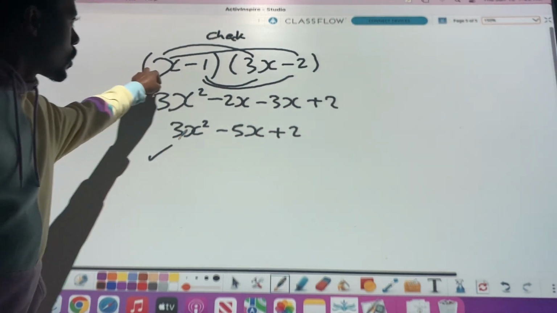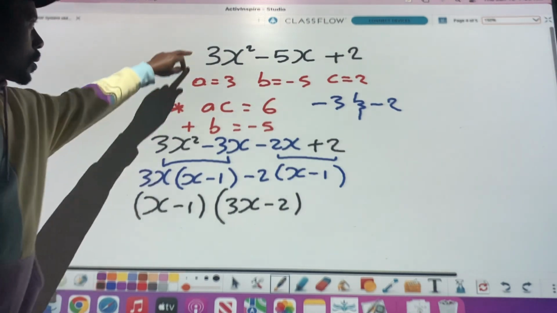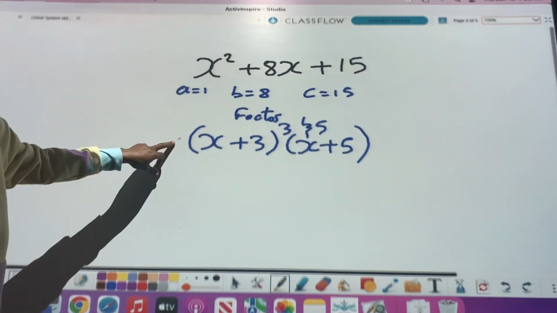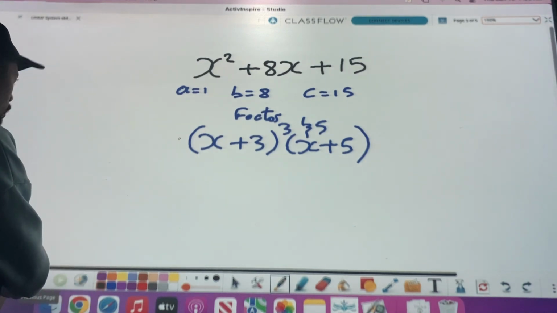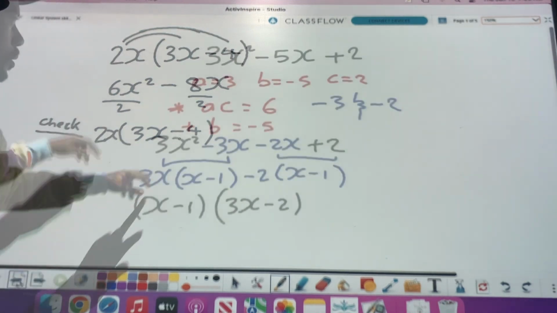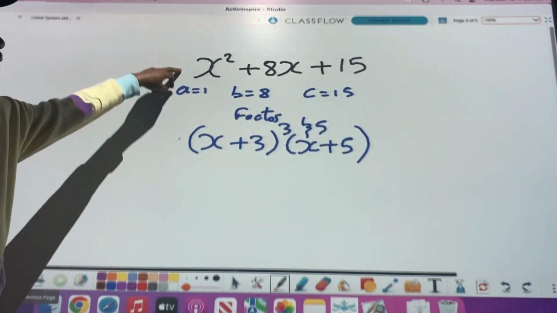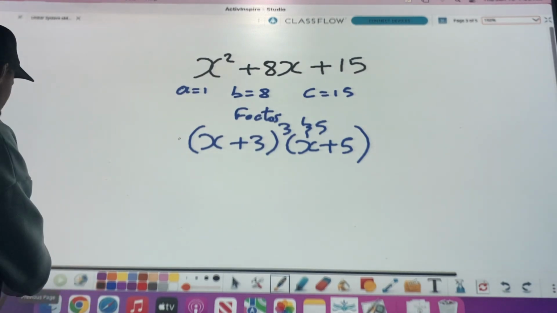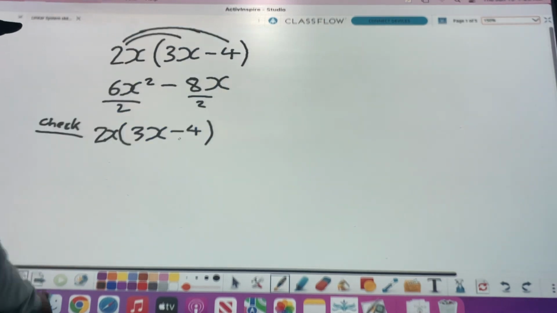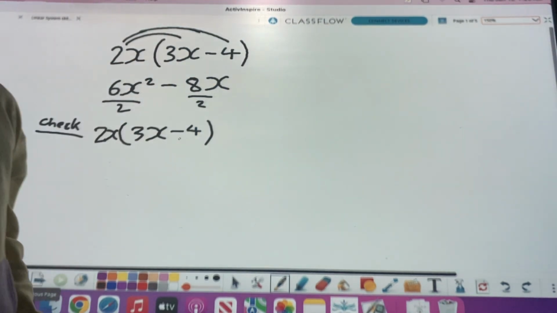So this is FOILing, factoring by decomposition, factoring by inspection, FOILing, as I said earlier, and distribution. All right, that's it.